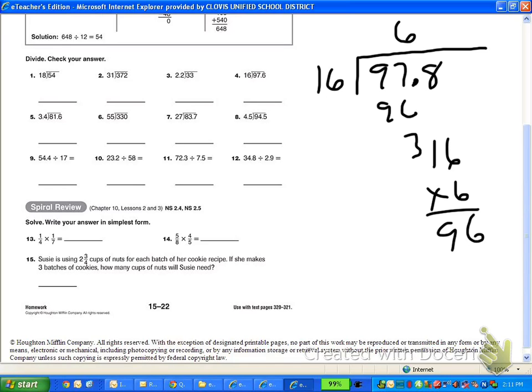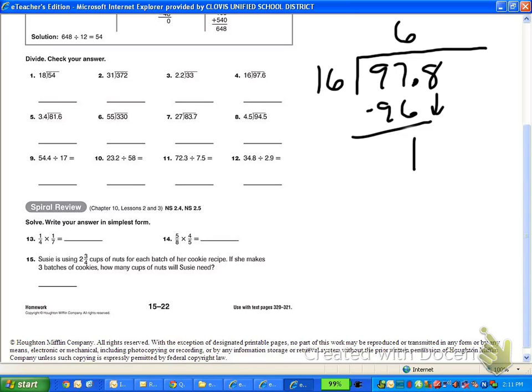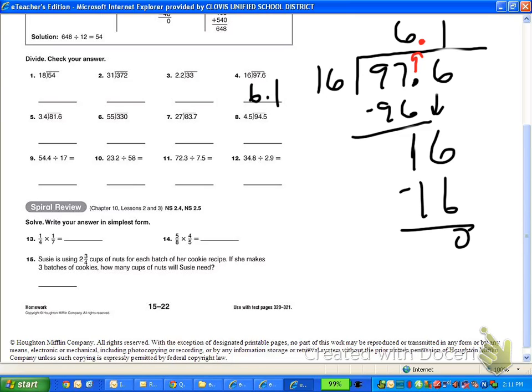And we got 96. 97 minus 96 is 1. Bring down the 8. Don't forget about your decimal point. First thing you should do is put it up there. 16 into 18 goes 1 time. Okay, I made a mistake. I put 97.8, should be 97.6. So bring down your 6, and 16 goes 1 time, and you're done. So your answer is 6.1. Now we did number 2 in class, and we did number 11 in class.